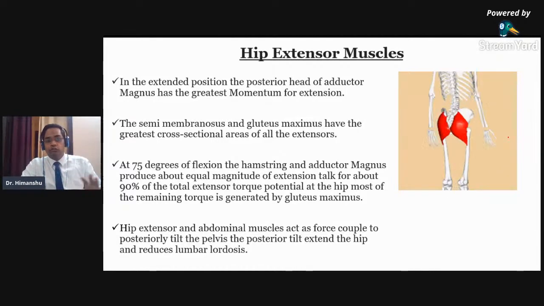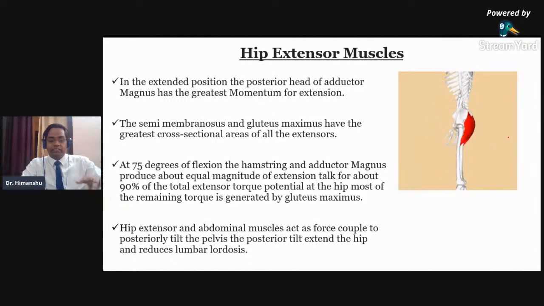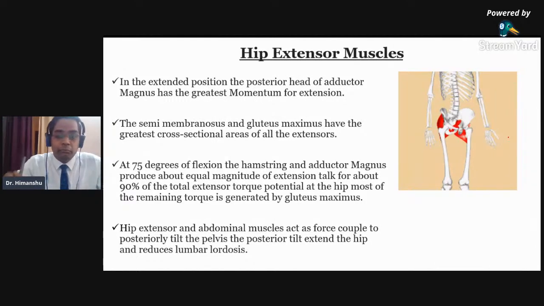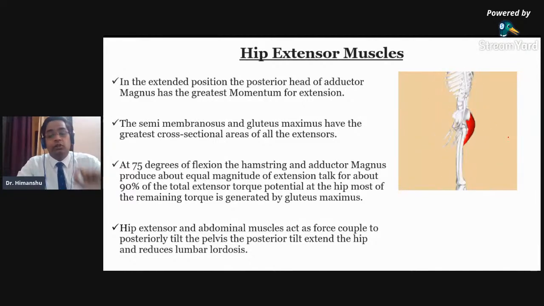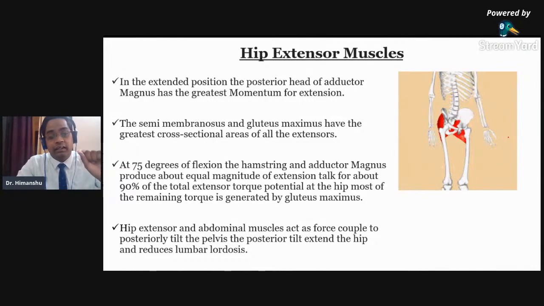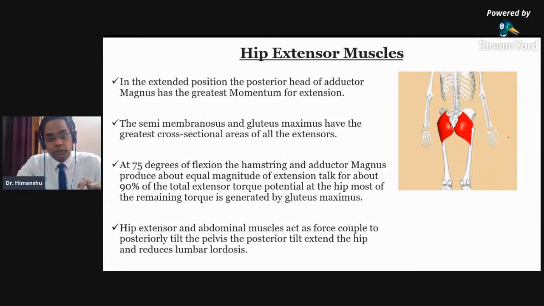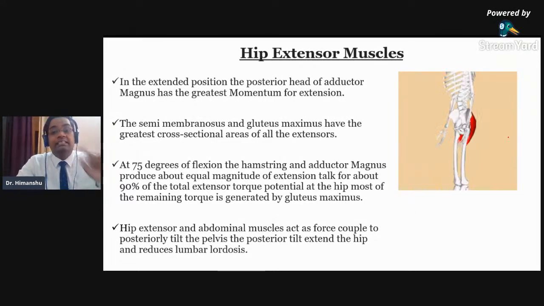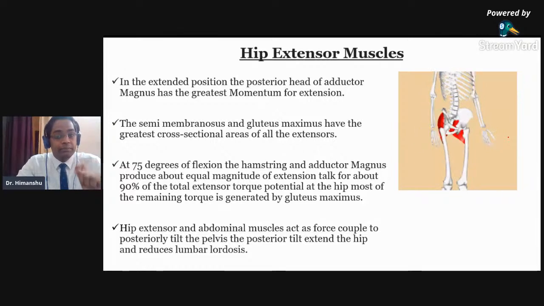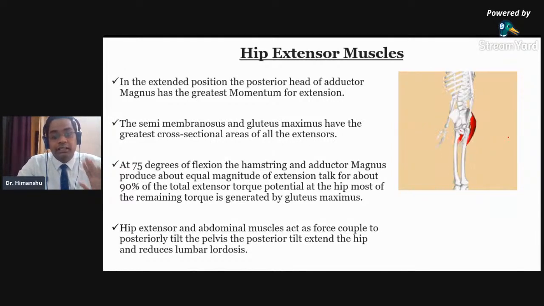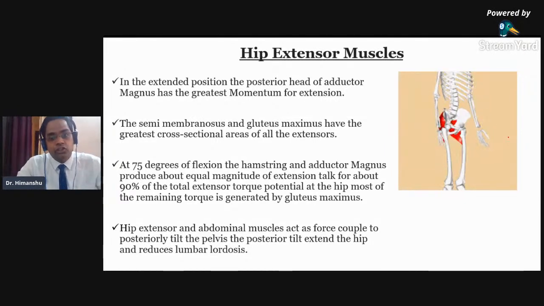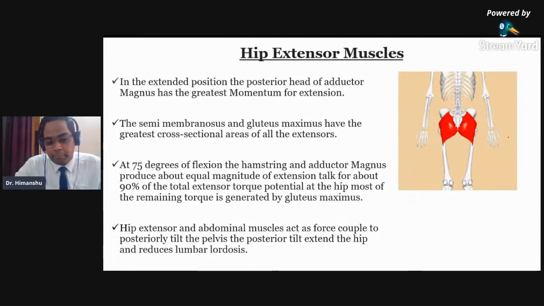All right. So whenever there is 75 degrees, always remember the moment arm and the torque generation by the gluteus maximus always increases either when your hip is in neutral or whenever your hip is in extension. But if your hip is in flexion, then the major torque generation will be done by either the hamstrings or the adductor magnus.